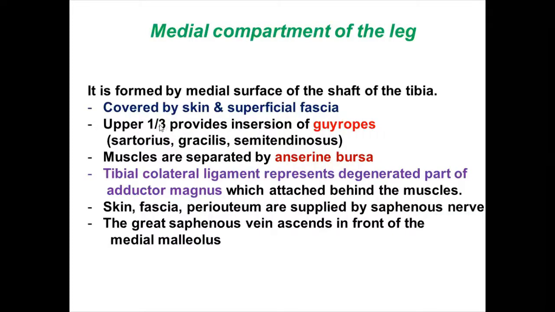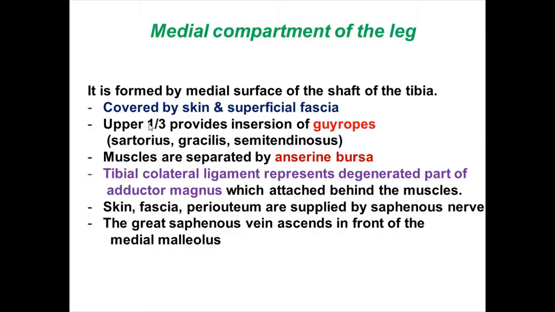Medial compartment of the leg. It is formed by the medial surface of the shaft of the tibia, and it is covered by skin and superficial fascia. The upper 1/3 provides insertion of guy rope muscles. Guy rope means the sartorius, gracilis and semitendinosus muscles.